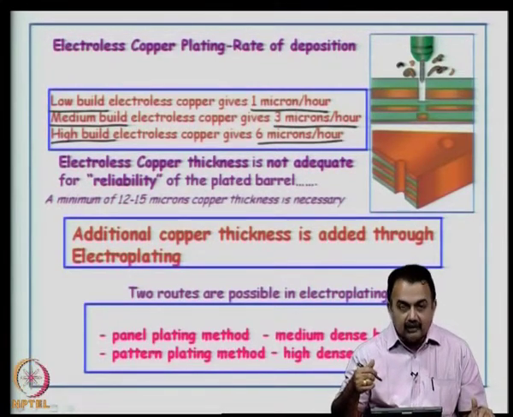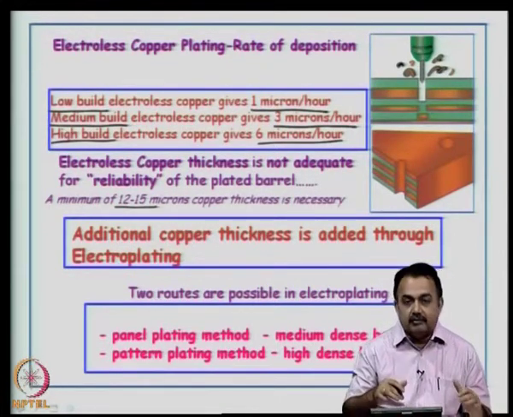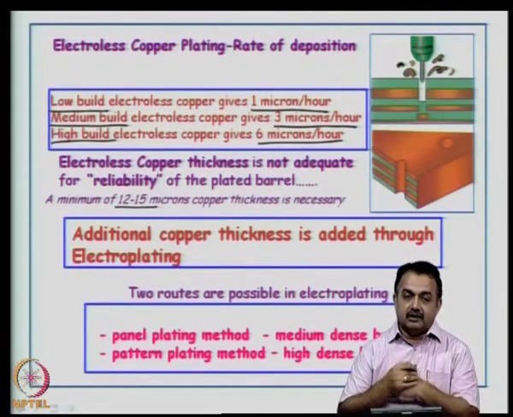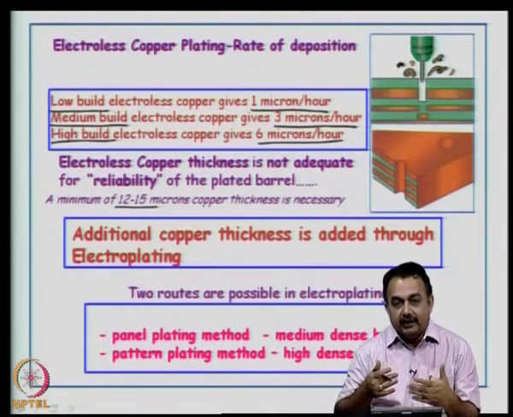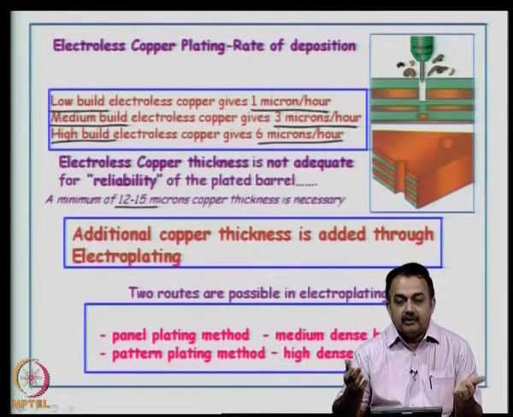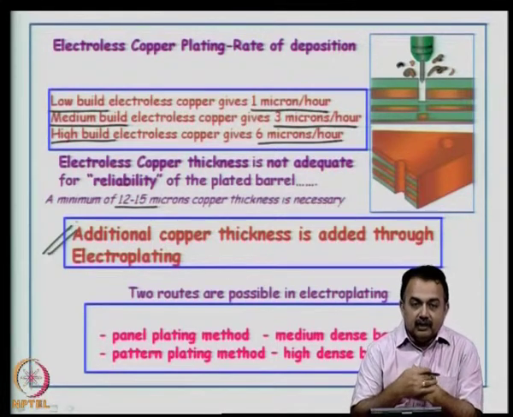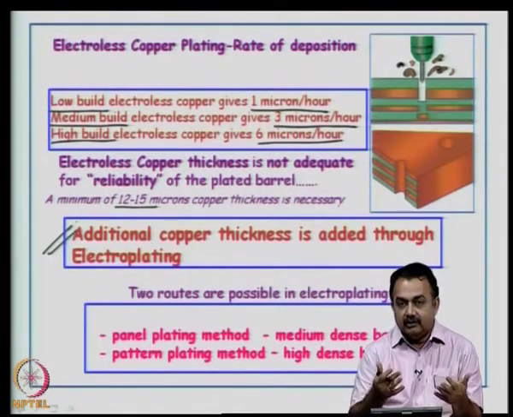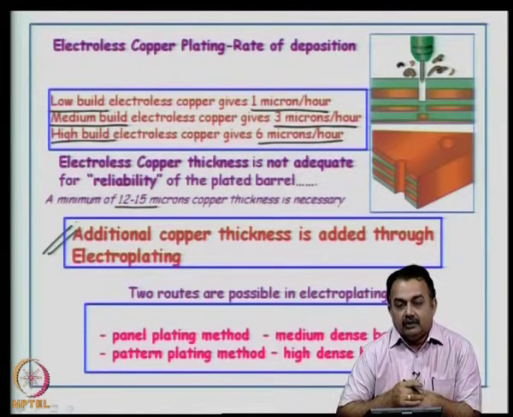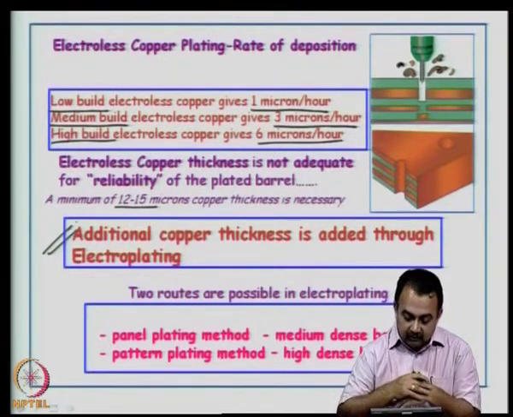Electroless copper thickness is not adequate for reliability of the plated barrel. So, if you want something like 12 to 25 microns being built up in the additive process technology that we talked about, then you have to go in for additional plating by means of electroplating. Here the entire board is now conductive, so it is suited for the electroplating process. You can add as much copper as you want through the electroplating process. The final copper thickness decision is based on the electrical design that you have specified, including the hole wall thickness as well as the ground plane and the top signal layer thicknesses and so on.